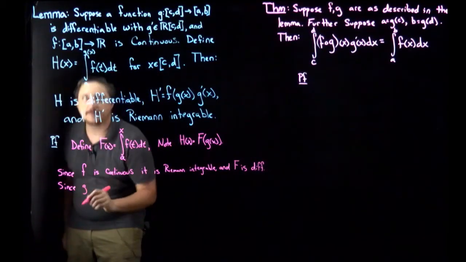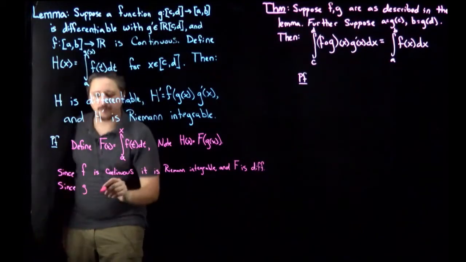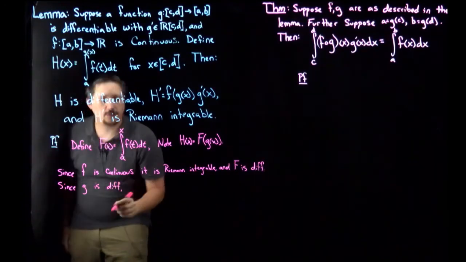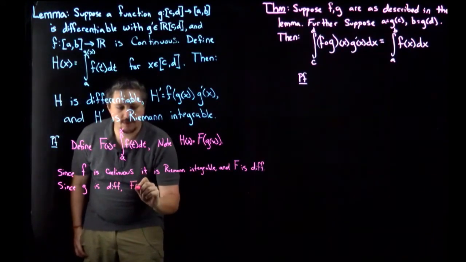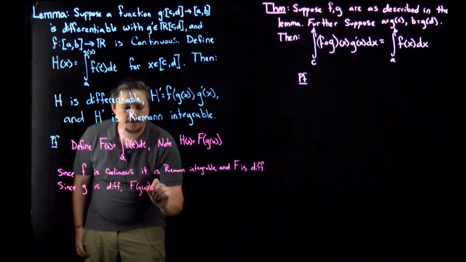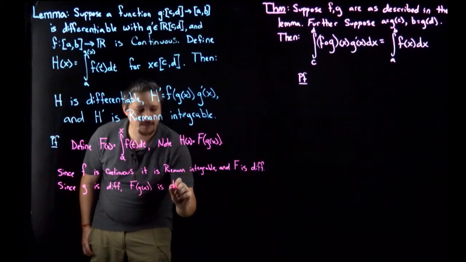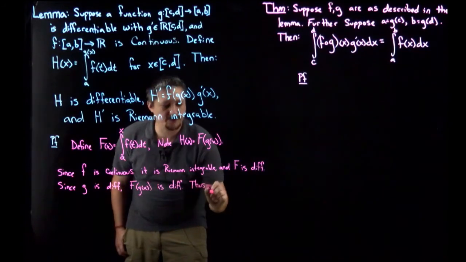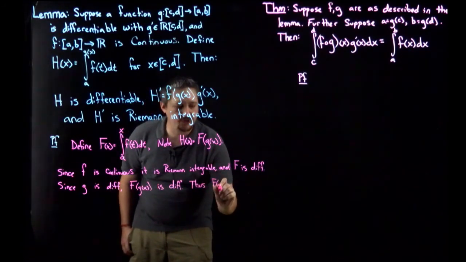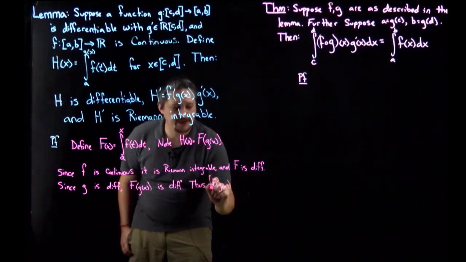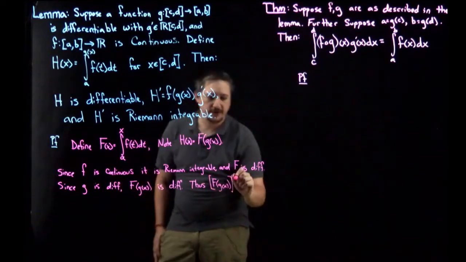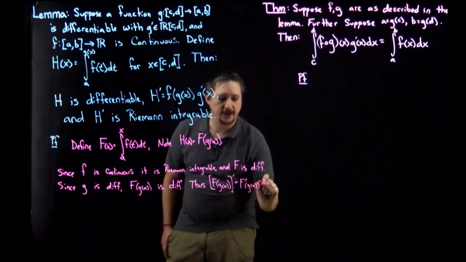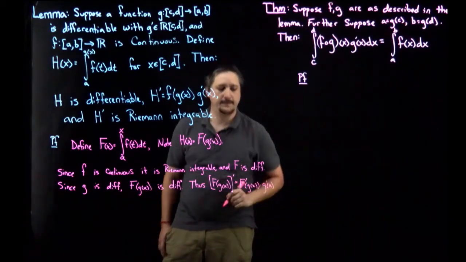Since g is differentiable, we have indeed that F of g of x is then differentiable. So by the chain rule from derivatives, F of g of x, if I take all of this and take the derivative, I'm just going to get F prime of g of x times g prime of x. Okay?